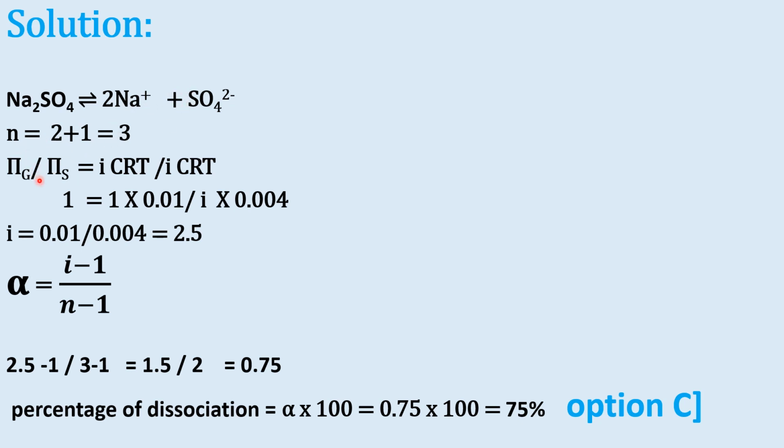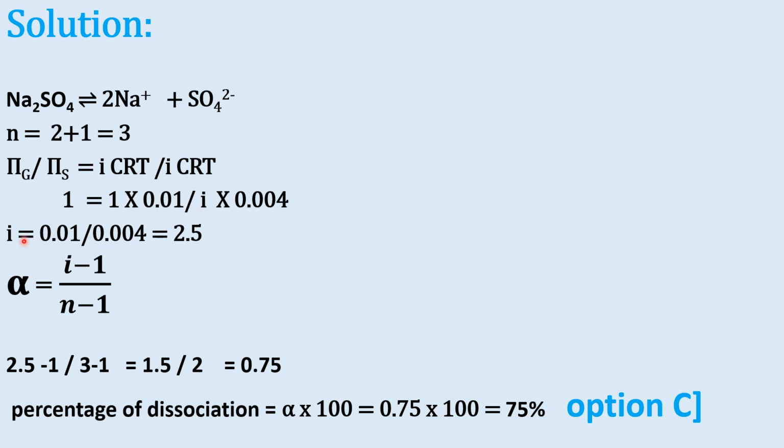Now we will take the ratio. Osmotic pressure of glucose divided by osmotic pressure of sodium sulfate is equal to iCRT of glucose divided by iCRT of sodium sulfate. R and T are same, will get cancelled. Since both the solutions are isotonic in nature, their osmotic pressures will be same. Thus the ratio will be 1. So 1 is equal to value of i for glucose. Since it does not dissociate, its value will be 1. Concentration of glucose is given 0.01 divided by value of i for sodium sulfate. We have to find out concentration of sodium sulfate is given 0.004.